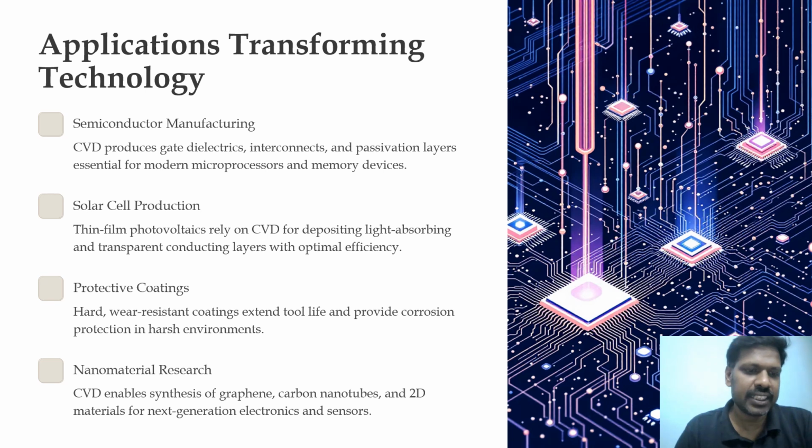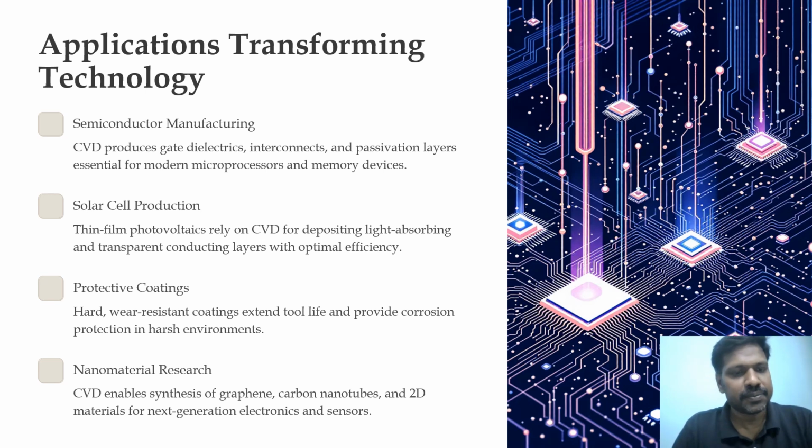Applications: transforming technology. CVD is used in many real-world applications. It is used in computer chips and microprocessors. It is used in solar cells for energy generation. It is used to make hard coatings on cutting tools. It is also widely used in nanomaterial research.